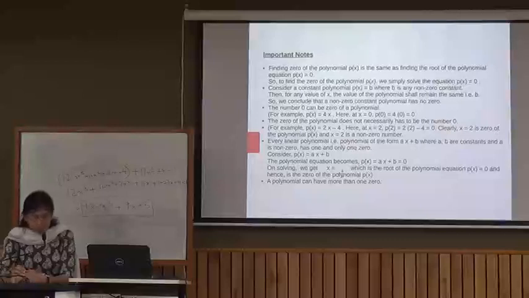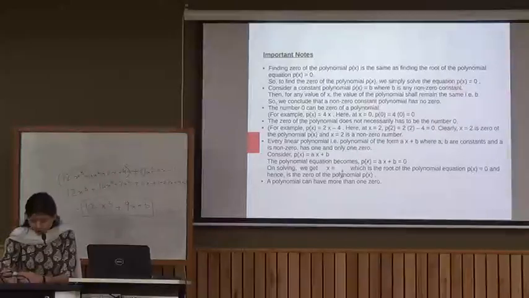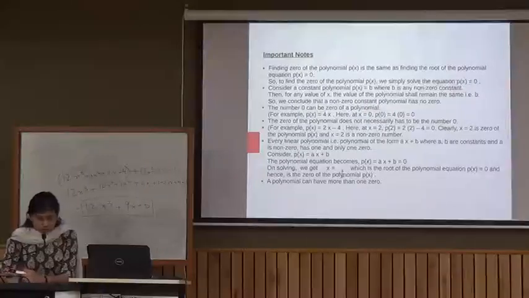Every linear polynomial, that is a polynomial of the form ax plus b, where a and b are constants and a must be non-zero, has one and only one zero, which can be derived by equating the polynomial to 0. Therefore, we get x is equal to minus b by a, which is the root of the polynomial equation, and hence the zero of the polynomial p(x). A linear polynomial has only one zero, given by minus b by a. Please note that a polynomial can have more than one zero.